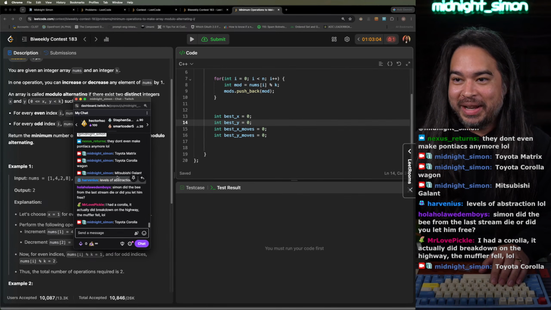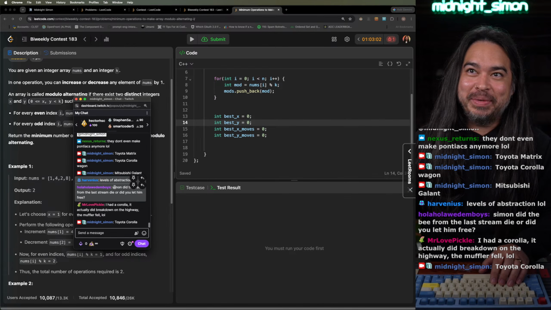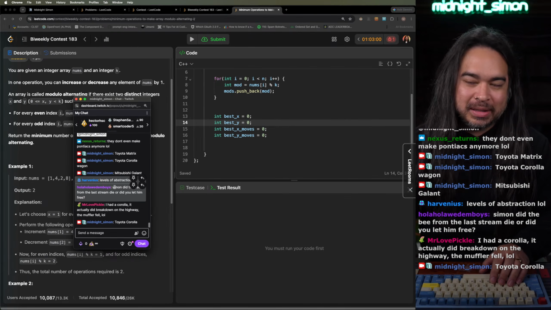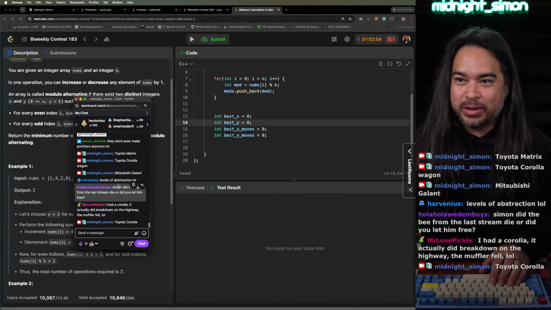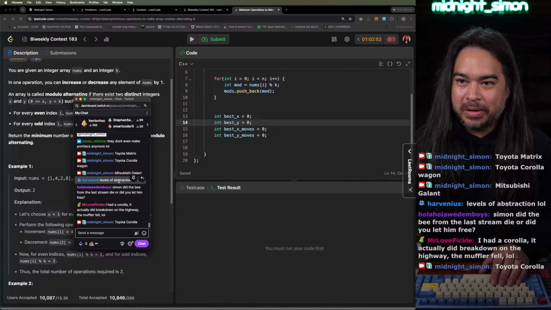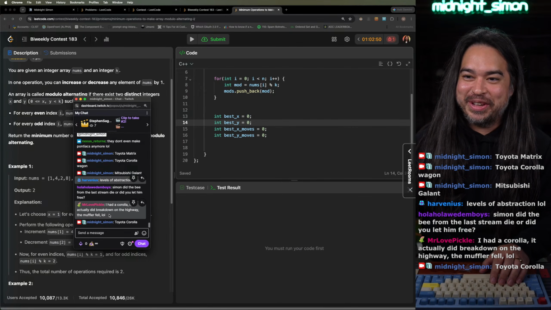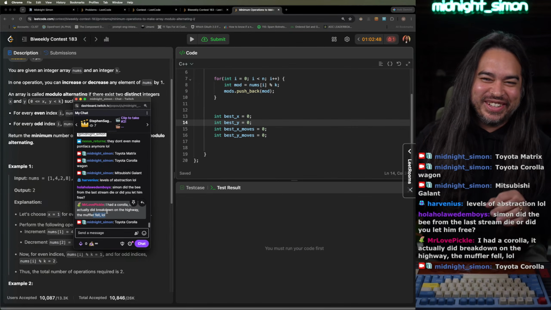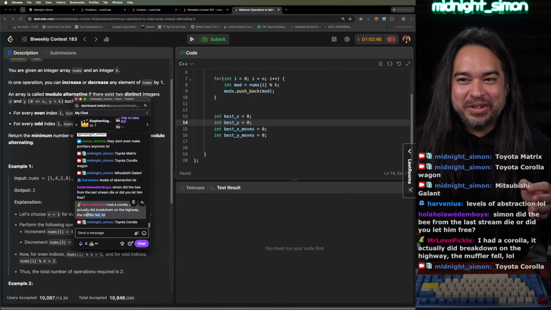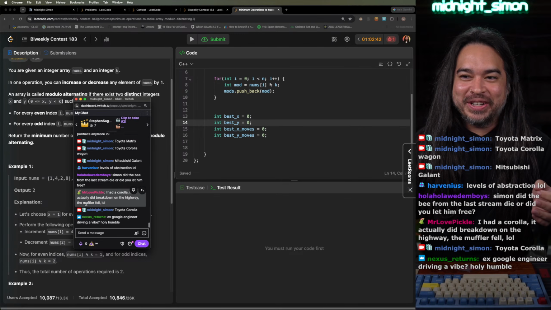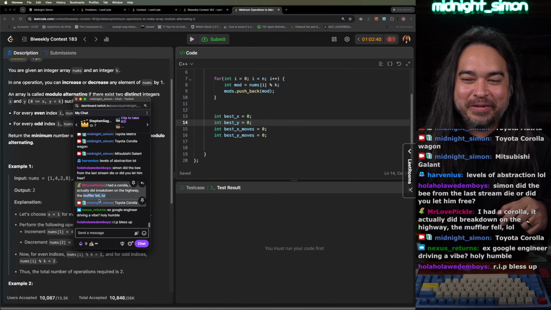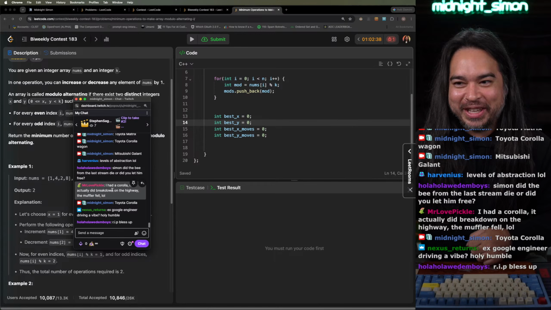Did the bee from last stream die? The bee moved. I think it just passed out from exhaustion and then it moved somewhere and died elsewhere. Levels of abstraction, what? Out of Corolla, it actually did break down on the highway. The muffler fell. What? But you could have known that muffler was going for a long time, man, because it ain't quiet if the muffler is rusting up like that.